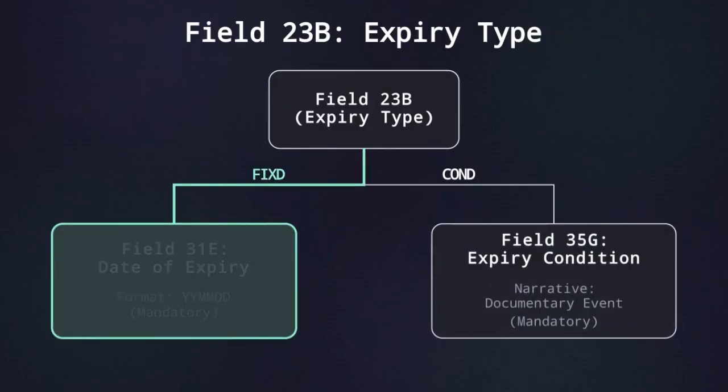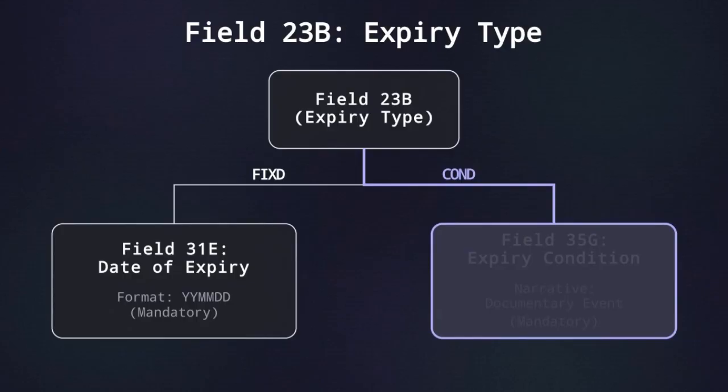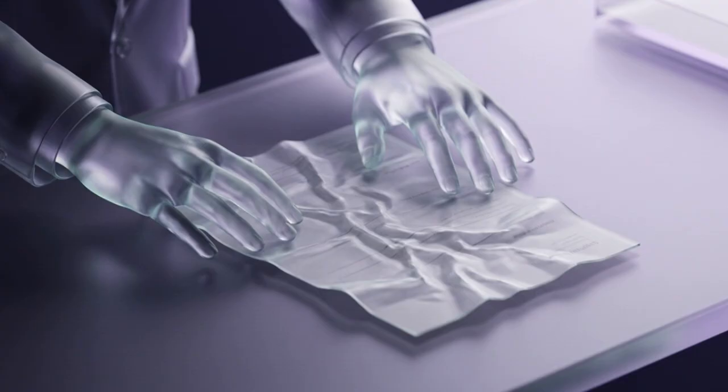Expiry logic in the MT760 is determined by Field 23B, the expiry type. Selecting FIXED makes the date of expiry in Field 31E mandatory. Selecting COND makes a narrative expiry condition in Field 35G mandatory. Under URDG, the condition must be documentary. The guarantor will only verify the event through the presentation of the required document.